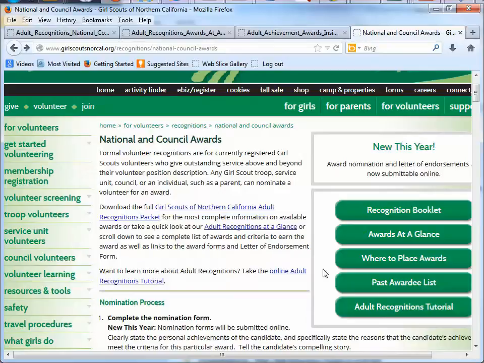Well, the best place to look is the past awardee list. You can click on this and look up your specific volunteer's name and find out exactly what awards they've already received. Once you have that information, the next step is to look at our list of awards to find just the right award that fits your volunteer. There are two ways you can do this. The first is to click on the Awards at a Glance.